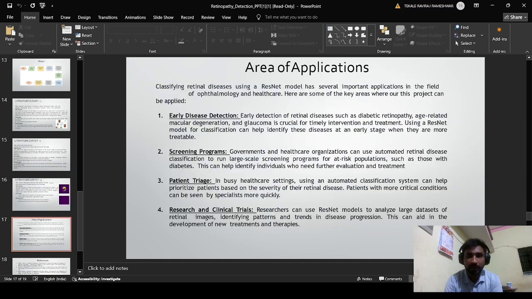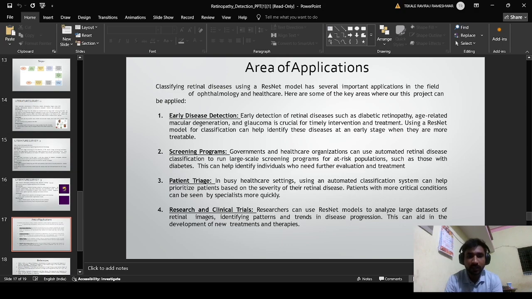Now we see the areas of application. Classifying retinal disease using the ResNet model has several important applications in the field of ophthalmology and healthcare. Here are some of the key areas where the project can be applied. First is early disease detection and screening programs, where government and healthcare organizations can use automated retinal disease classification during eye care screening programs for at-risk populations, such as those with diabetes.